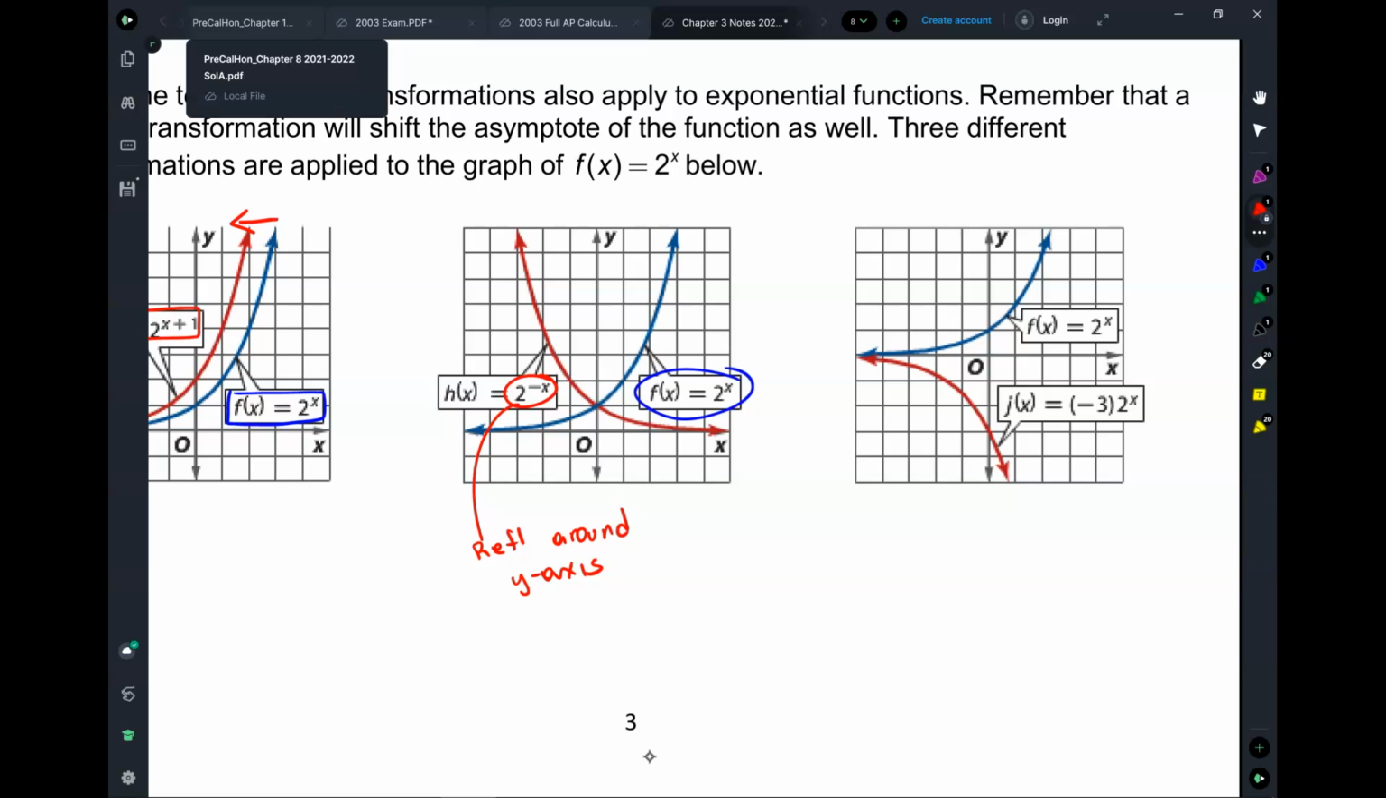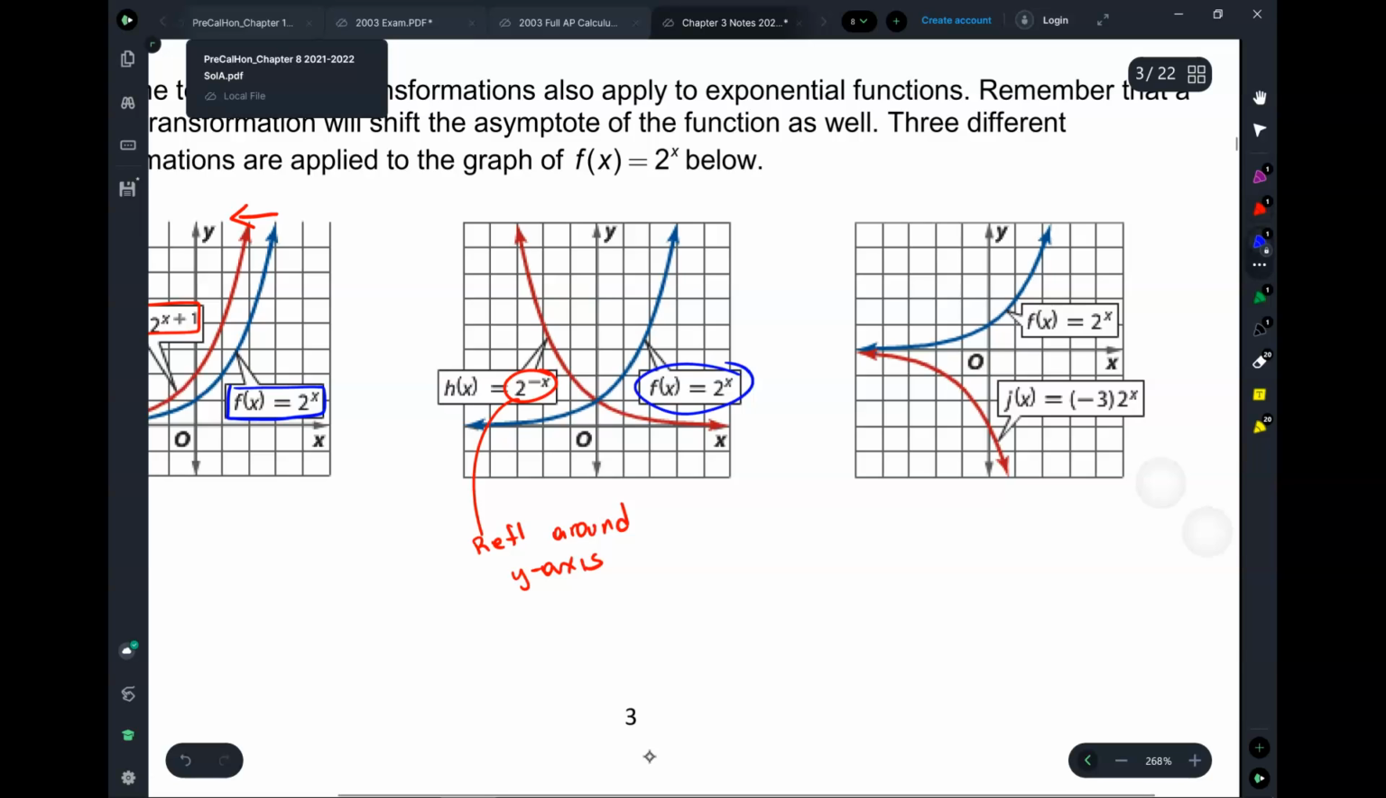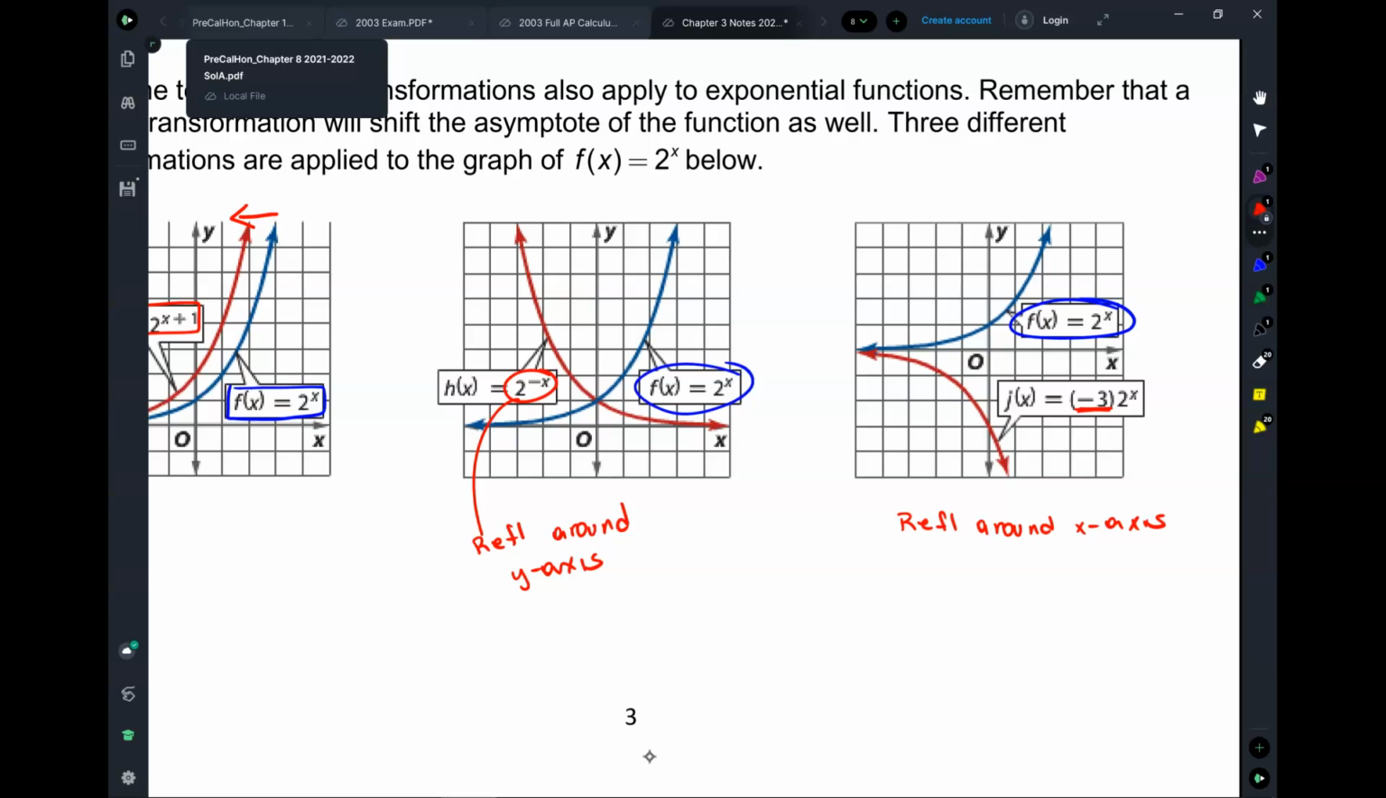Okay, take a look at what we have here. This is the original. What have we done here? Now there is a negative outside, right? Not with the x, outside the function. This is a reflection around the x-axis. And that's a question? Did you have a question? Oh, sorry, I thought you had raised your hand. Sorry. Okay? So this negative outside is a reflection around the x-axis.